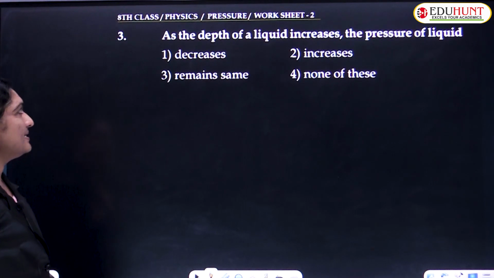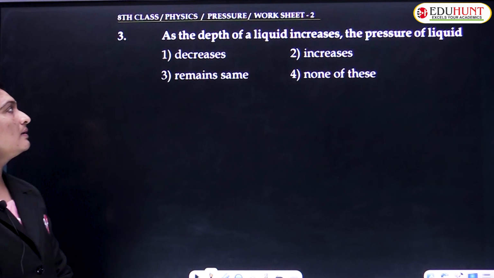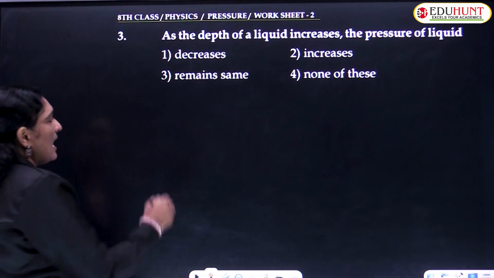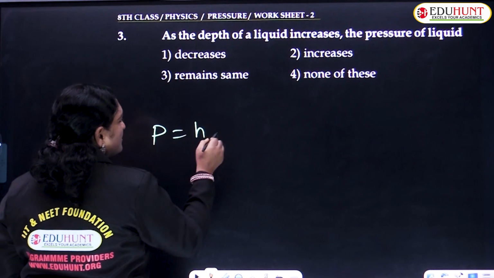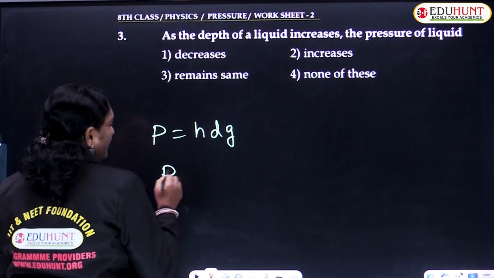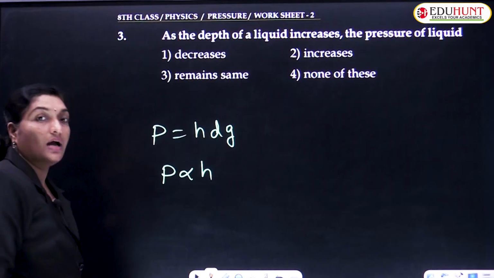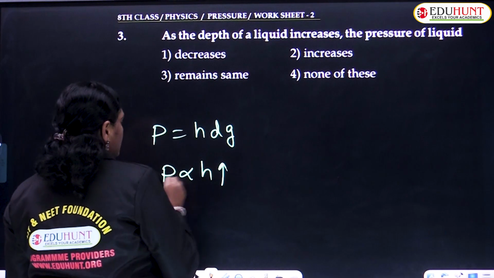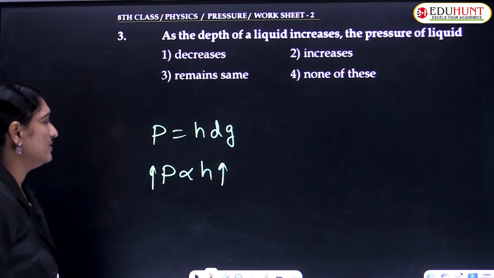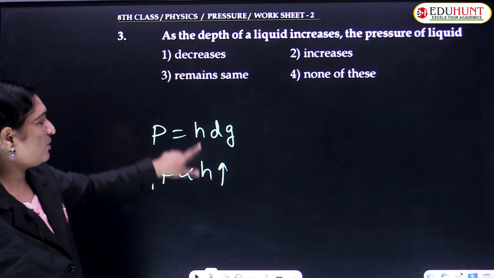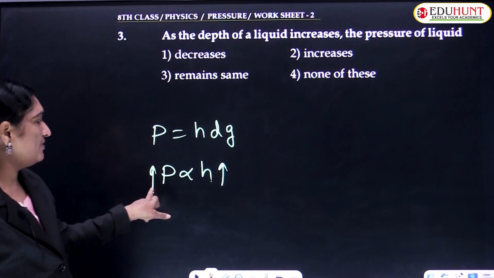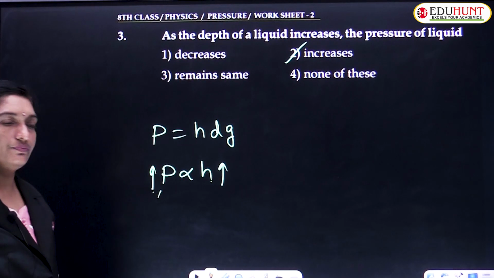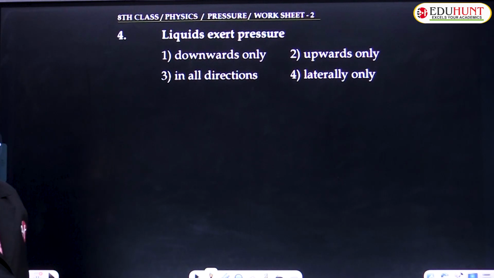Moving to the next question, children, the third one. As the depth of a liquid increases, what happens to the pressure of the liquid? Just now we discussed that P is equal to HdG. So pressure is directly proportional to the depth of the fluid. When the depth of the fluid increases, the pressure also increases accordingly, and hence the second option is true.